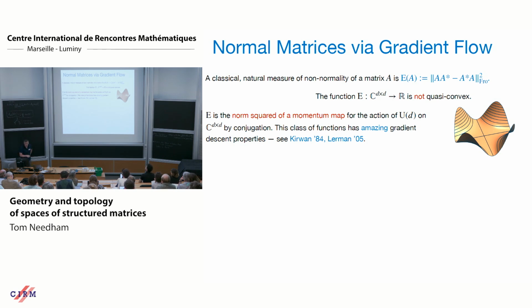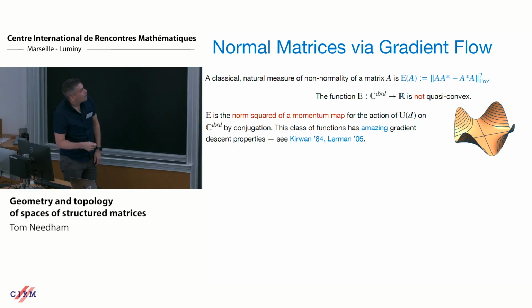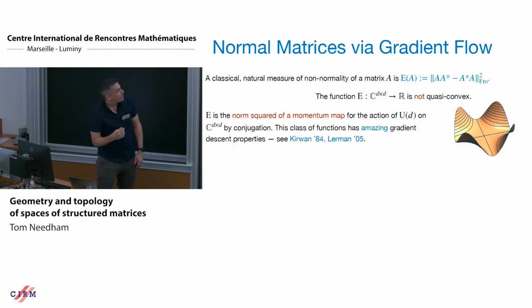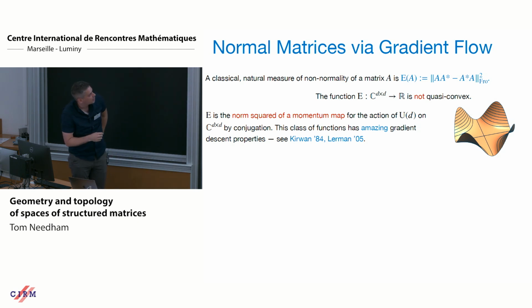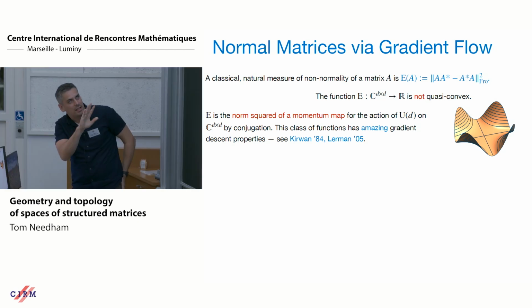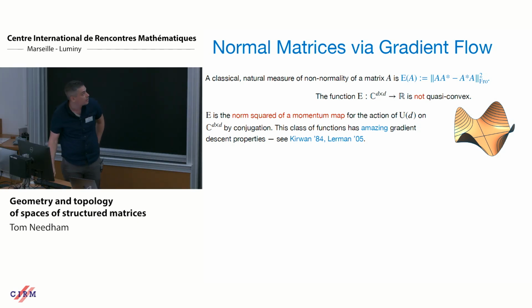It is the norm squared of a momentum map. The map taking A to AA star minus A star A is a momentum map for the conjugation action of U(d) on C^(d by d). I think I'm underselling this a little bit. This class of function really has amazing gradient descent properties. I think the best reference is Kirwan, but there's also a nice paper of Lerman on this. I won't say exactly what these amazing properties are, but this is a very nice class of functions. If you have a function which arises naturally in this form, you gain a lot.